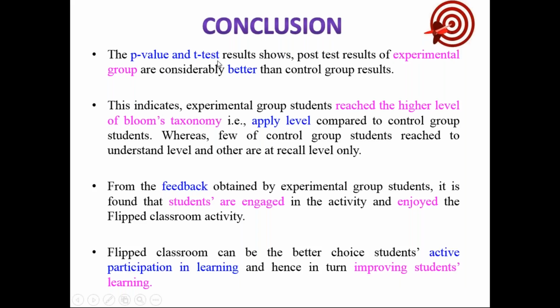The P value and t-test results show that the post-test results of the experimental group are considerably better than the control group results, which indicates that my experimental group is performing better. This indicates the experimental group students reached a higher level of Bloom's taxonomy. Yes, because they have reached the apply level, which has not been reached by the control group. And a few of the control group students reached the understand level, others are only at the recall level.